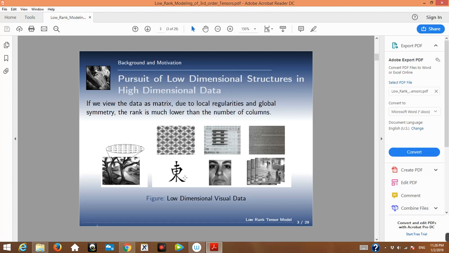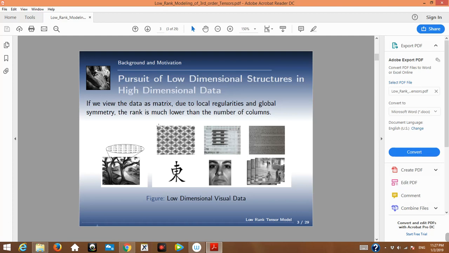And if we consider this image, which is a Chinese character, you can see this character is very symmetric. And of course, the human face is very symmetric. And you can see this is also very symmetric. It is obvious that those images have global symmetry.